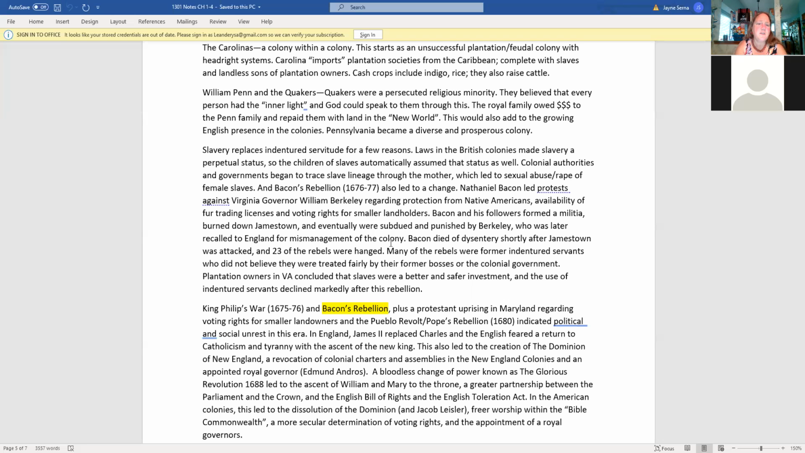What else do we want to say about indentured servants? I feel like there's something else. If you're wondering why people used indentured servants, they were cheaper. Paying off somebody's debt or their passage over was going to be less expensive than purchasing slaves.